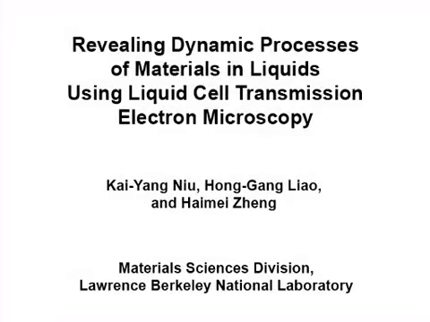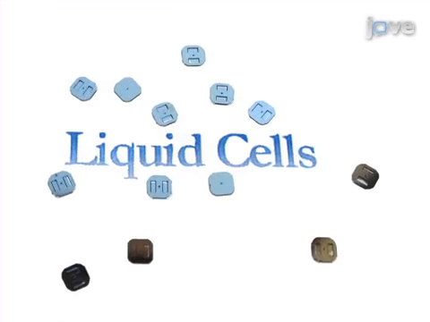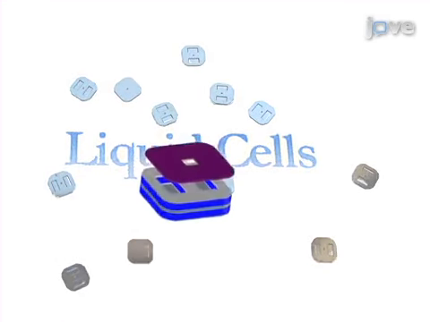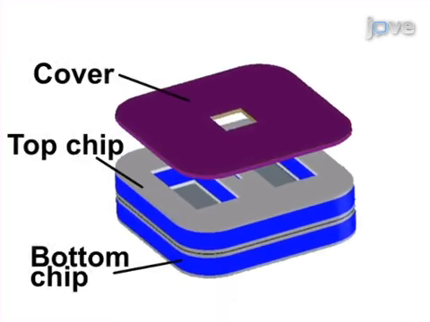The aim of the following experiment is to study the dynamic processes of materials in liquids in real time with high spatial resolution using transmission electron microscopy. This is achieved by first microfabricating a liquid cell from ultra-thin silicon wafers.